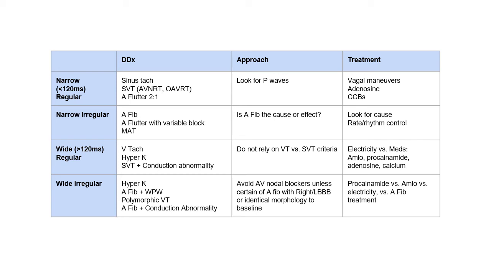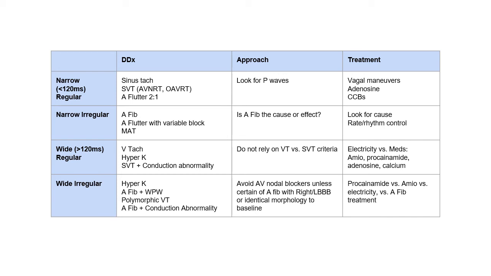And then our wide irregular tachycardias are going to be atrial fibrillation with Wolff-Parkinson-White, a polymorphic Vtac, or AFib with a conduction abnormality. So atrial fibrillation with a bundle branch block or something like that. And this is the one that, if it is wide and irregular, we do not want to do any AV nodal blockers, right? Because the worry is that if they have an accessory pathway, you can cause them to go into unstable Vtac or ventricular fibrillation if you block the AV node.